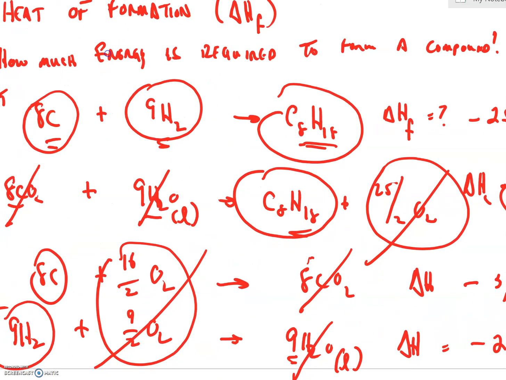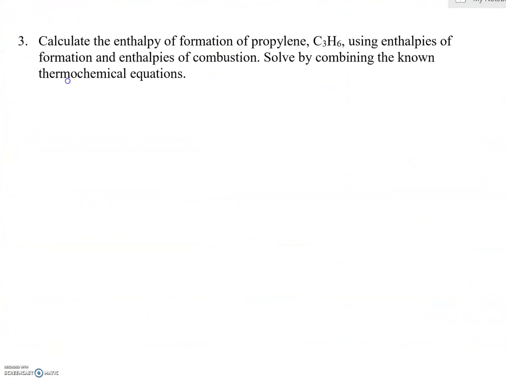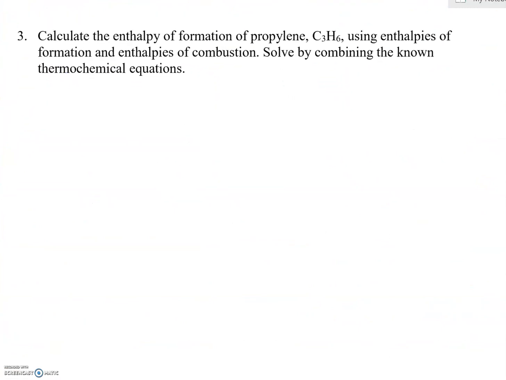Okay, let's do number 3. Calculate the enthalpy of formation of propylene, C3H6, using enthalpies of formation and enthalpies of combustion. So we're trying to find how much energy is given off when we make this stuff. So what goes in to the formation of propylene?